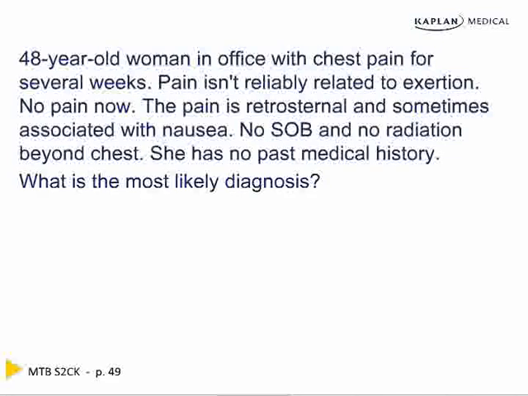This is a 48-year-old woman. As 48, she's neither very young nor very old. The second thing is that this is atypical chest pain. The pain is not reliably related to exertion. There is no pain now. The location is correct, which is retrosternal, and sometimes associated with nausea is incredibly nonspecific. And she has no past medical history. So the most likely diagnosis in this case, in a woman with no risk factors.